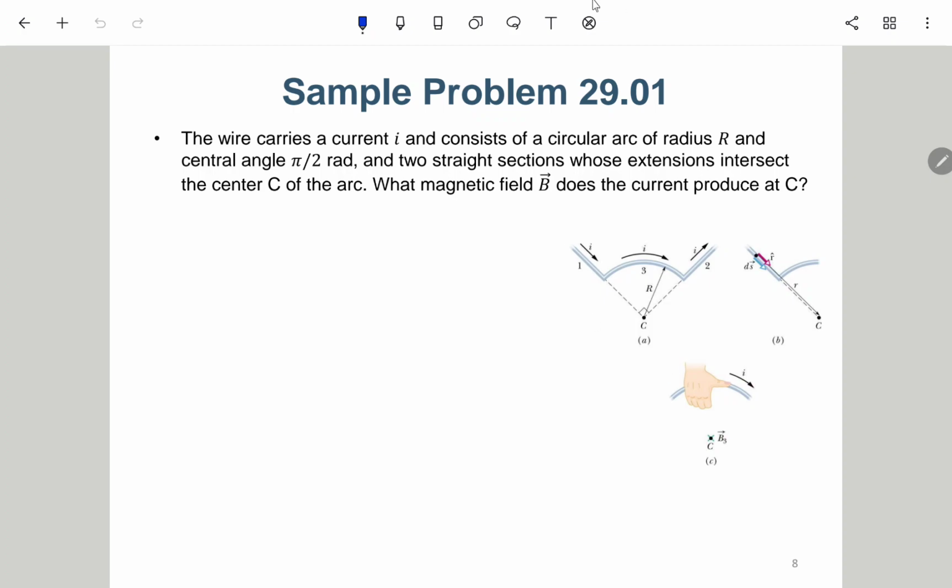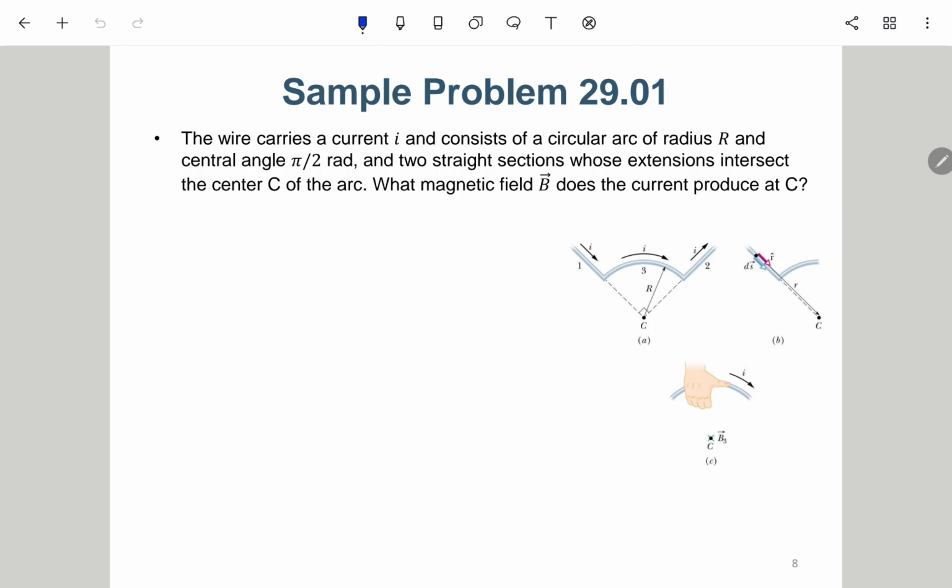Okay, so here we have a sample problem. It says the wire carries a current I and consists of a circular arc of radius capital R and central angle pi over 2 radian, and two straight sections whose extensions intersect the center C of the arc. What B field does the current produce at C? Okay, so this is the point C, which is the center of this arc. And then the current goes from here, segment 1, segment 3, segment 2.